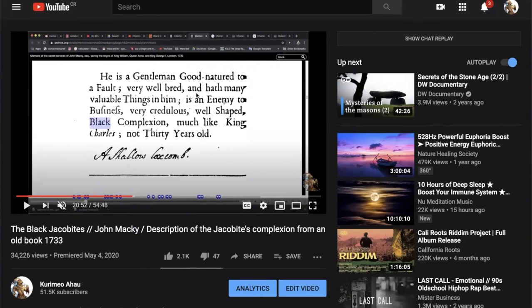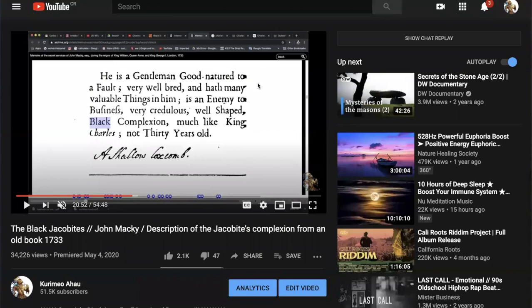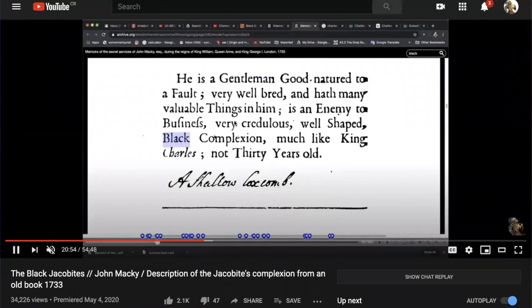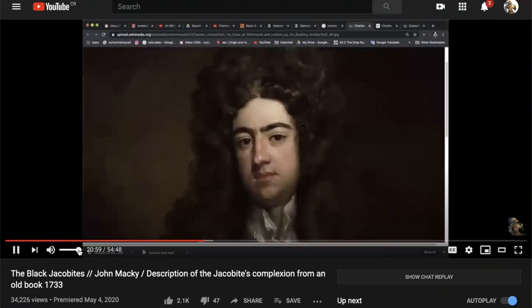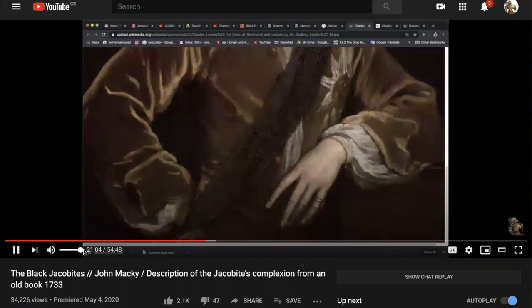We're 20 minutes in, about 21 minutes. It says he is a gentleman, good-natured to a fault, very well bred, and has many valuable things in him. All right? Black complexion. Does this look like black complexion to you? They're lying to us. All right? Liars. They took the throne.